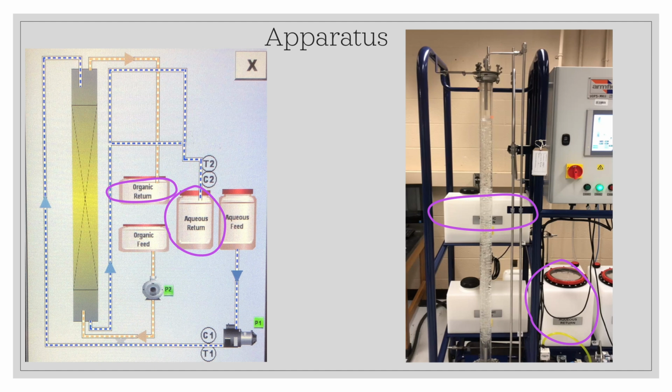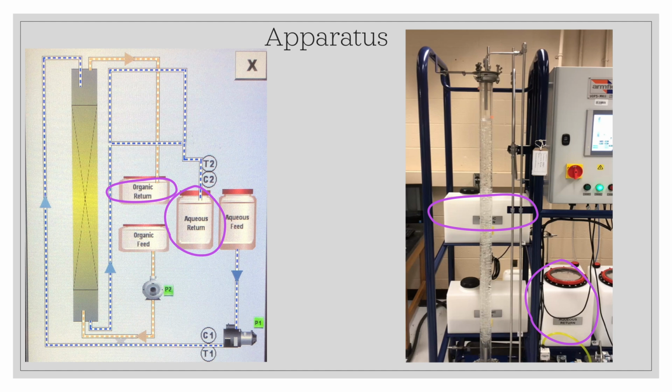As the two phases flow through the column, the raffinate is collected in the organic return tank, and the extract is collected in the aqueous return tank. Before beginning the column operation, each of the valves on the apparatus must be checked to ensure that they are in the correct positions and will not expel liquid from the apparatus in undesired locations.